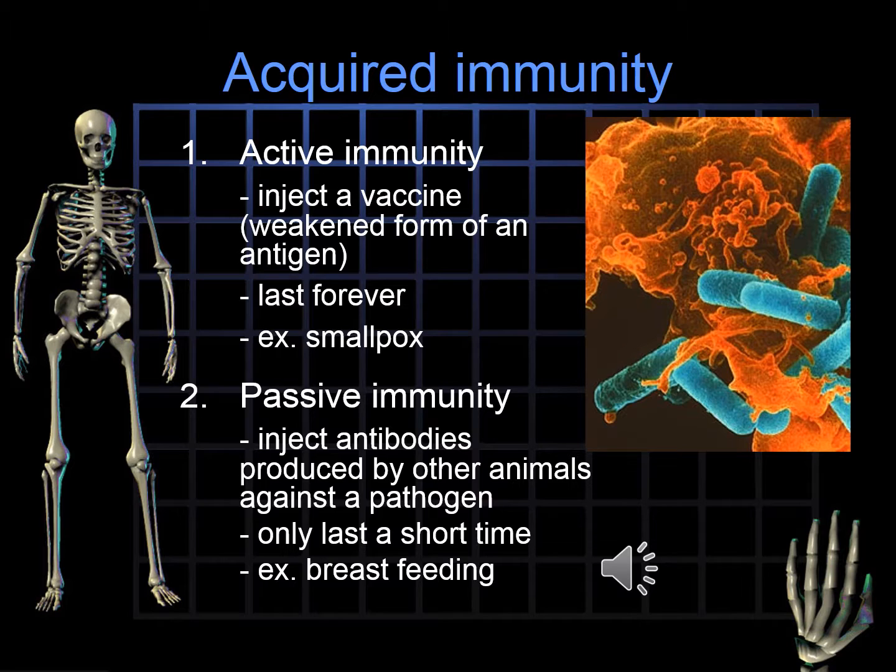Another way of getting that passive immunity is breastfeeding. We do know that when a mother is breastfeeding her little baby, the baby is actually getting immunities from the antibodies in the breast milk. So babies get a lot of immunities from breast milk. So it's really good to breastfeed.